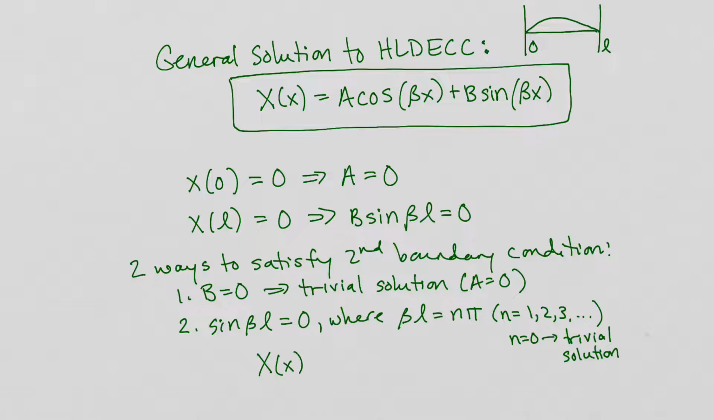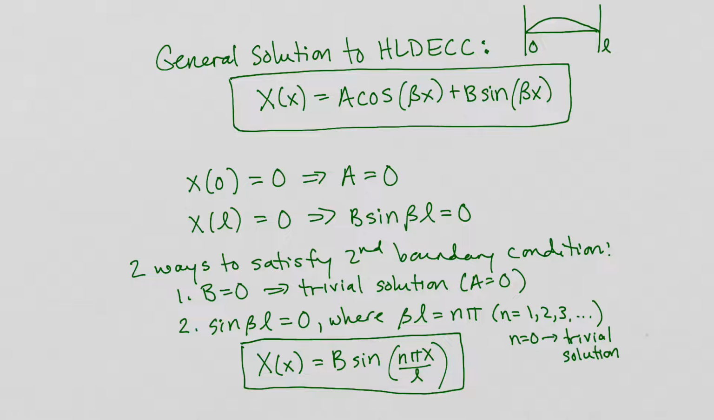That leaves us with our final result when we put everything together: X of x equals B sine of n pi x over L. That is one of our solutions. Remember, we are just plugging in, so you're going to solve for beta here. Beta equals n pi over L, and we'll plug that back up here because we want our general form in terms of x.